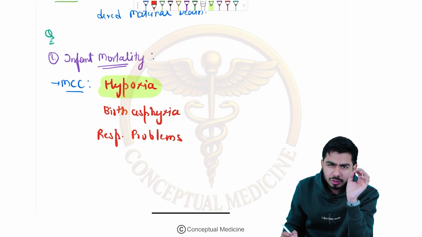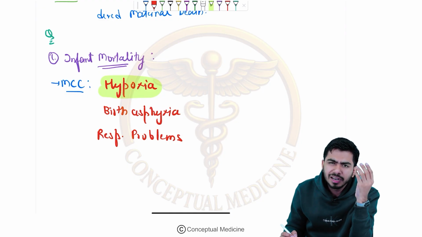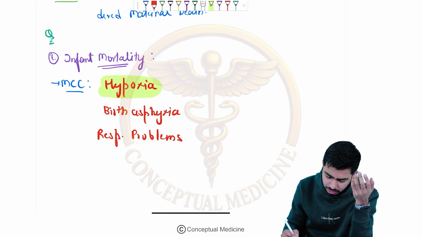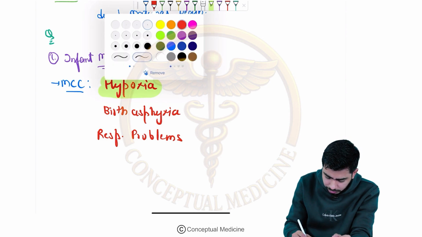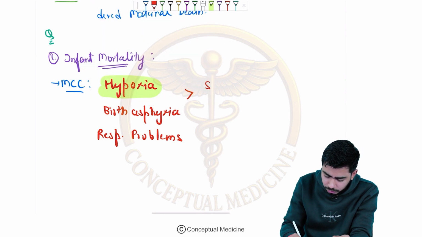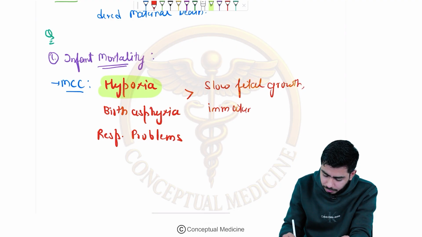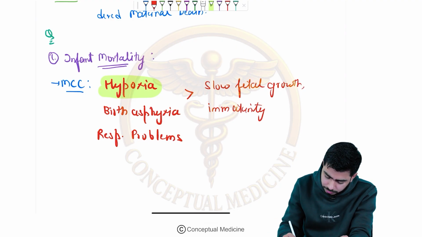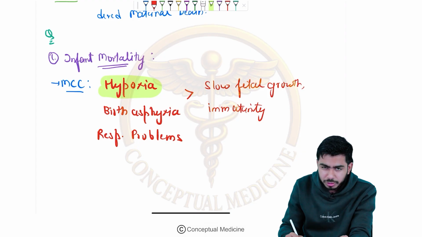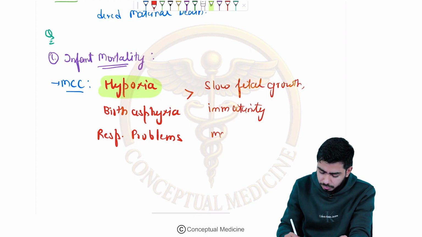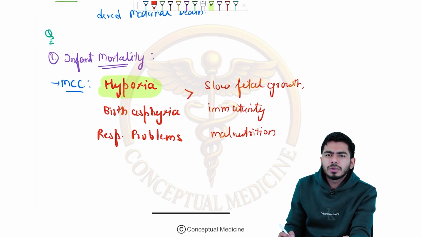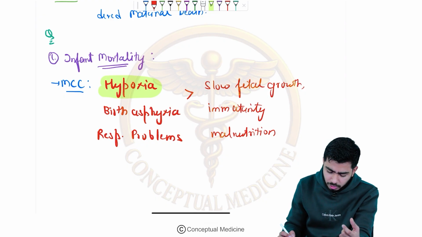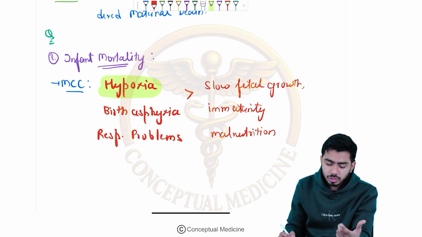After that, slow fetal growth might take the life of the baby, then malnutrition can be there, immaturity can be there, but these are causes which come afterwards. After that, we shall be writing slow fetal growth, or immature baby, or there could be a malnutrition problem due to which the baby died. But the most common cause is hypoxia.